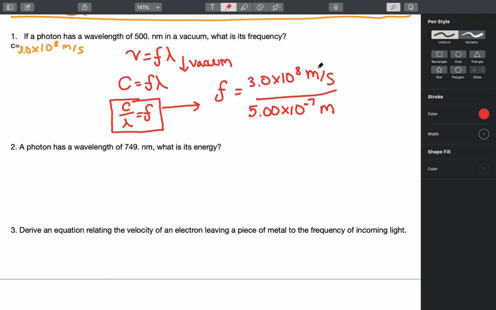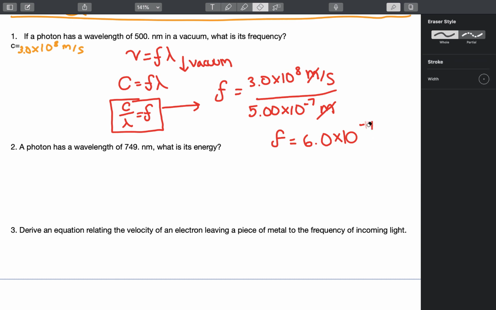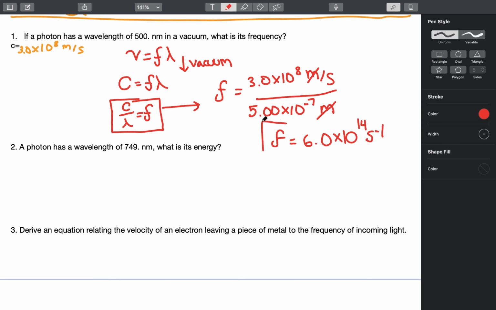So when you plug this in your calculator, the meters cancels out, and you should get something around f is equal to 6.0 times 10 to the negative 14th. So, I'm sorry, to the positive 14th, not the negative 14th. So let's get rid of this. Times 10 to the 14th inverse seconds. So that is your frequency. And note that this has the correct number of sig figs because we have 2 here and 3 here, and therefore our final measurement should have 2.